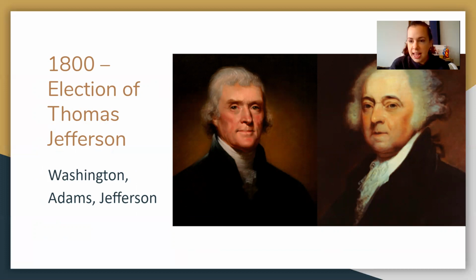Washington in 1789 was unanimously elected to be the president of the United States. He's the only person to ever get that. And it sets a lot of precedents. So he's the president that creates precedents about how a president should run the government.